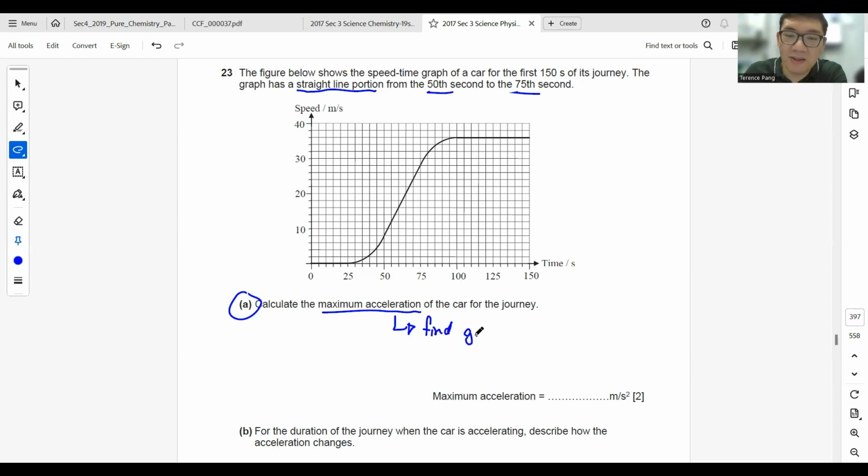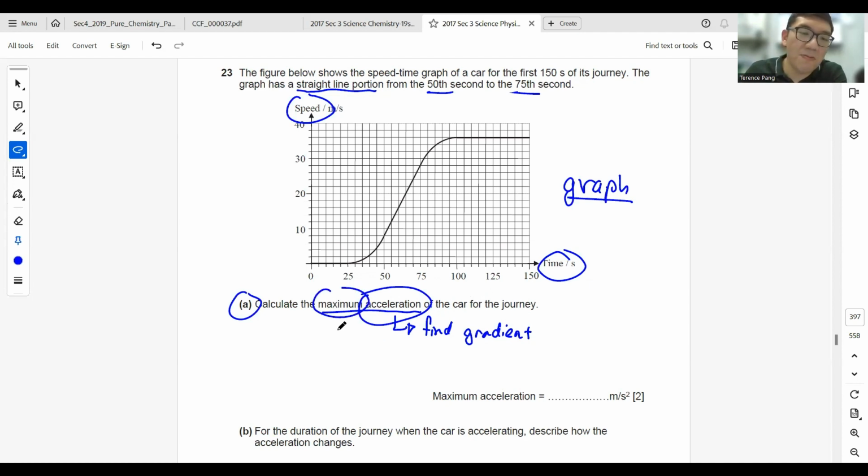Find gradient. Final velocity minus initial velocity is a formula, but when it comes to a graph, this is a speed time graph. Therefore, it's about finding gradients. A graph has gradient, and has area under the graph. So in this case, acceleration is about finding gradient. If they ask for the maximum acceleration, it would therefore be finding the maximum gradient.